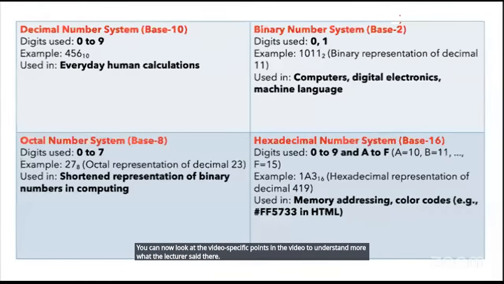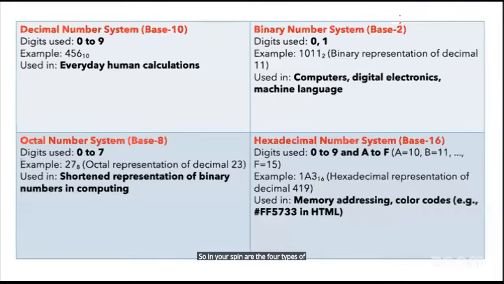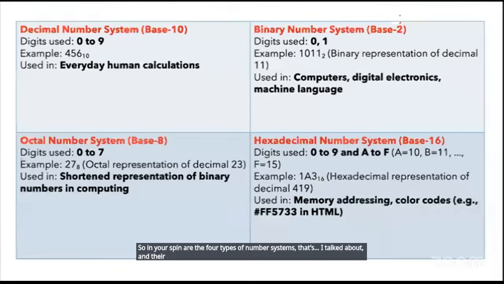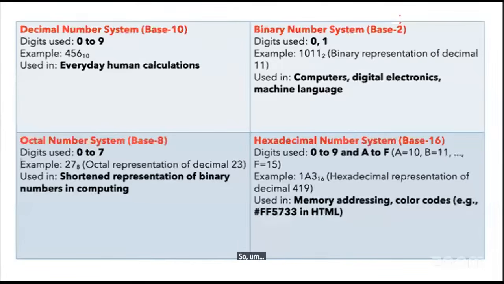So on your screen are the 4 types of number systems that I talked about and their characteristics. So the digits used are shown. So I want to concentrate on the second one, the binary number system, base 2. It uses zeros and one only. Example is given, and used in computer, digital electronics, machine, and it's a machine language.